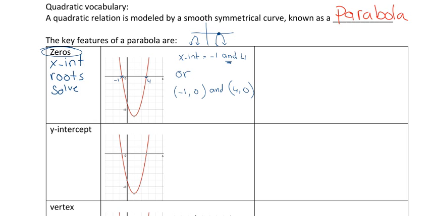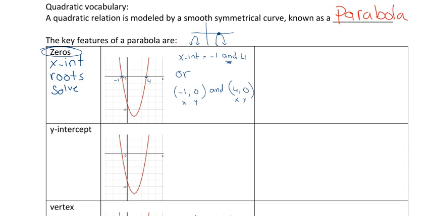Okay? Because the y value is 0. So you write the x value, which is your x-intercept, and then your y value is 0 for the x-intercept. Okay? So you have to pick one of the ways. If I ask you for the zeros or the x-intercept, you pick one of the ways. You either write it as x-intercept equal -1 and 4, or you write it as (-1, 0) and (4, 0).